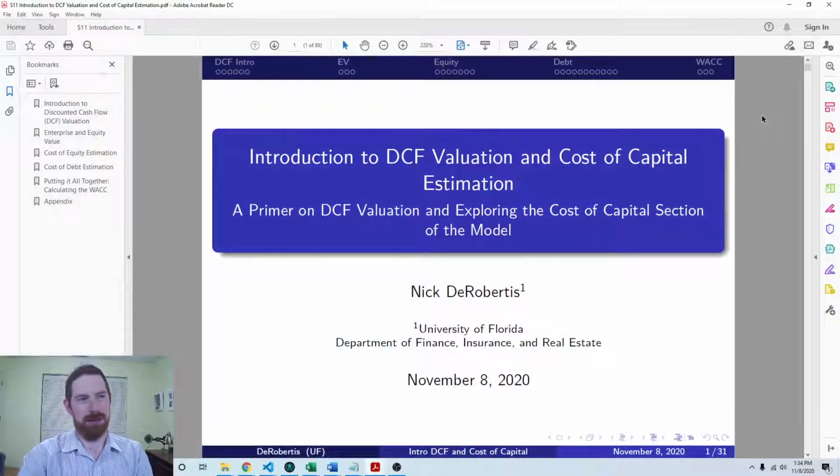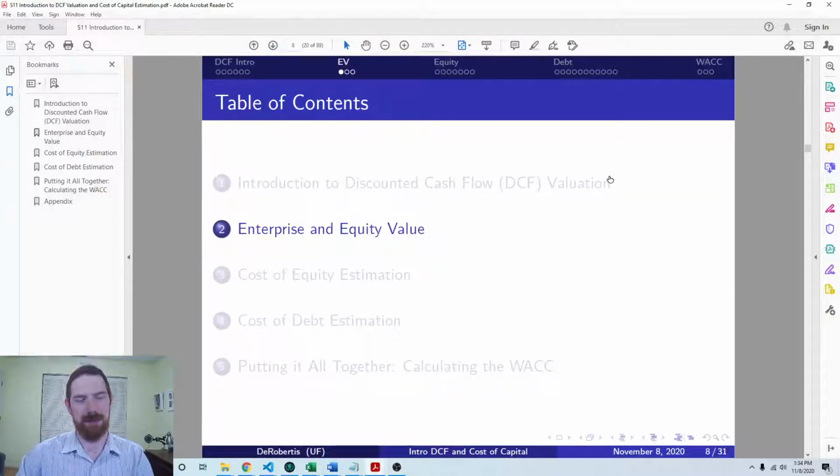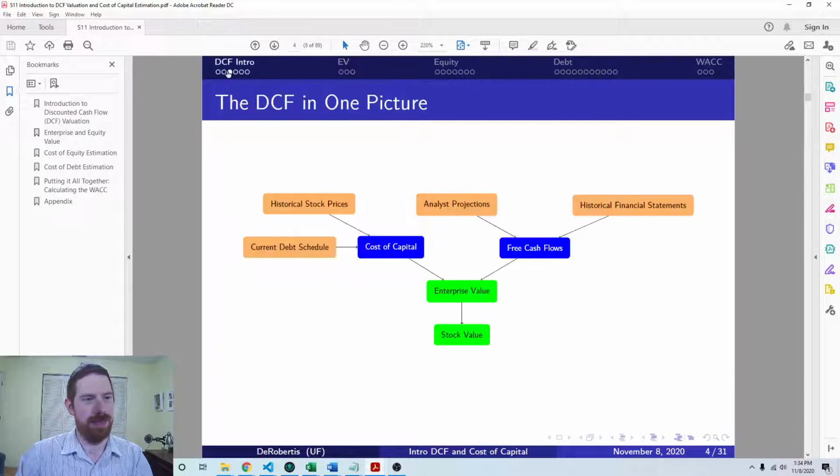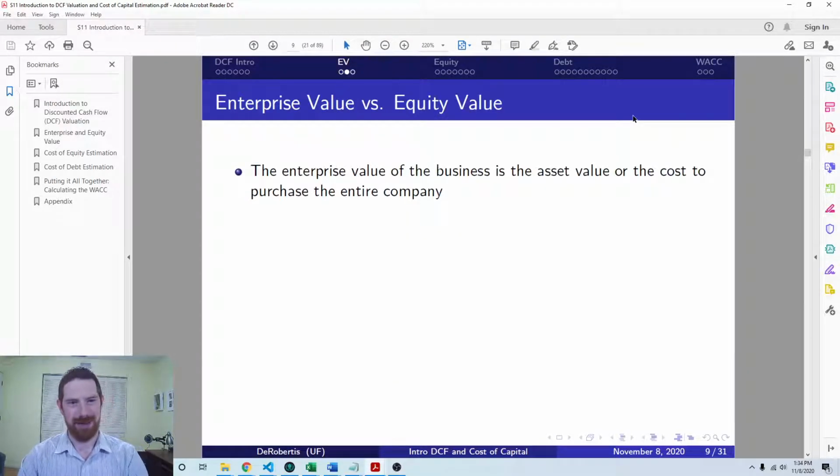Today we're going to be talking about enterprise value and equity value in the context of the DCF model. This is part of our lecture series on the discounted cash flow valuation, focusing on the cost of capital side of the model. So we already gave a quick introduction of the DCF, and now we are getting into the enterprise value and equity value portion of the model. In that, we have to disentangle what is enterprise value versus equity value.